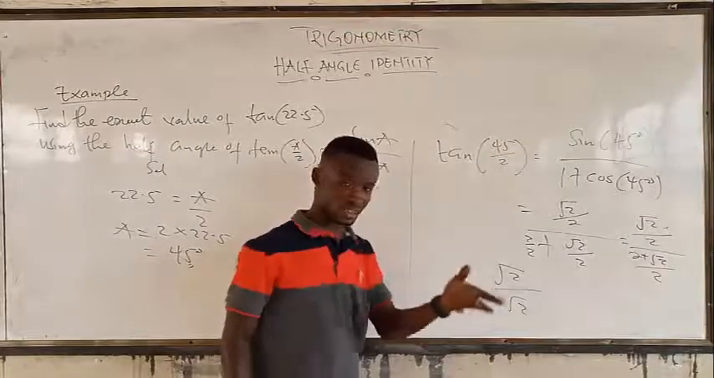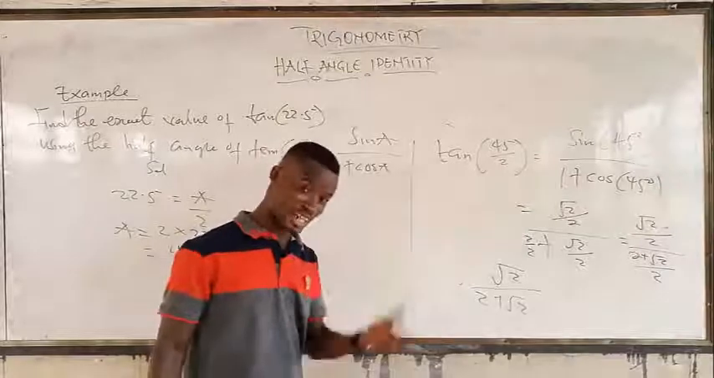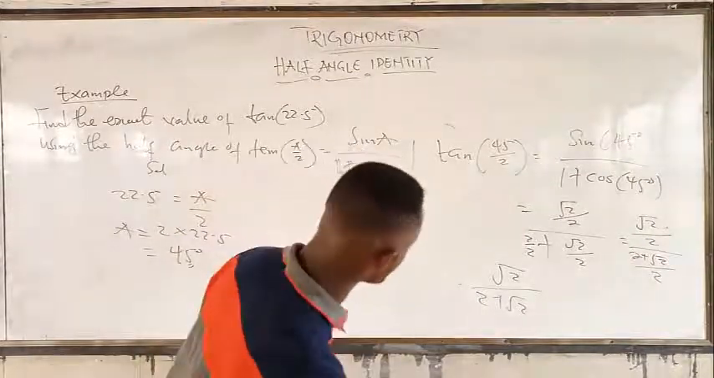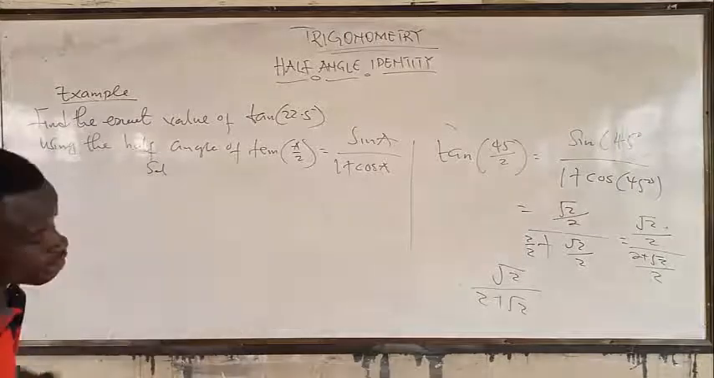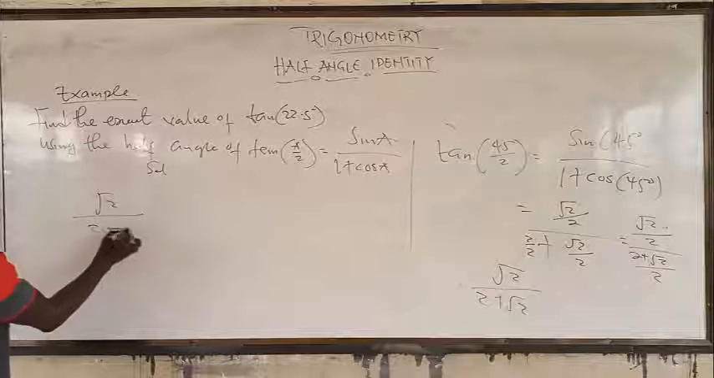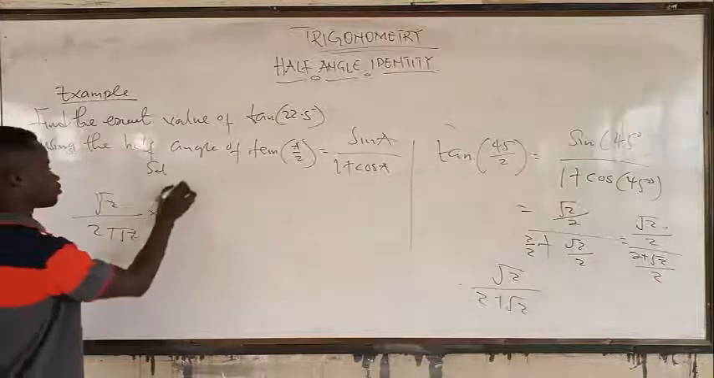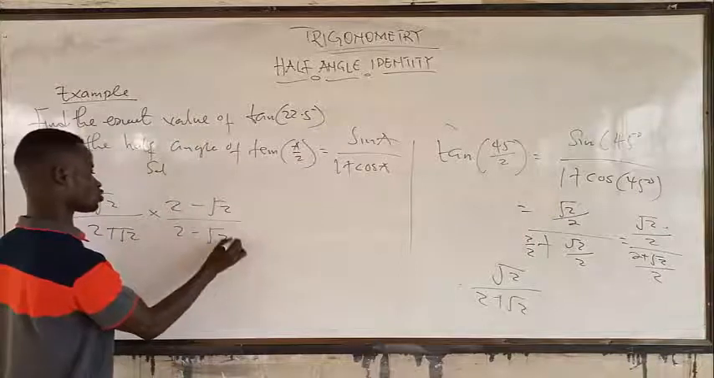Now, when you get this, that's not all. That's not the exact value. It's an exact value, but not the exact. So we need to go and rationalize this. And when you rationalize, square root of 2 over 2 plus square root of 2 times 2 minus square root of 2 over 2 minus square root of 2.